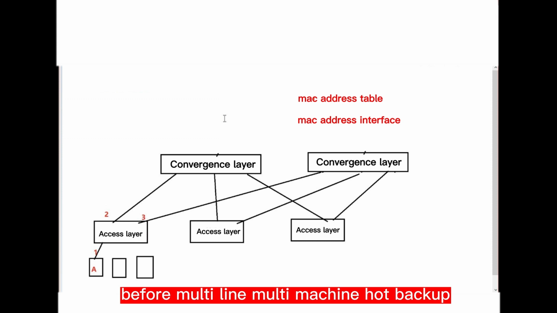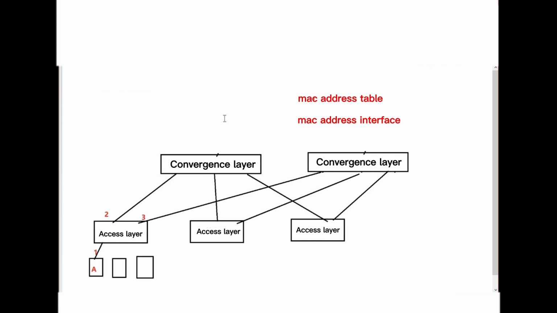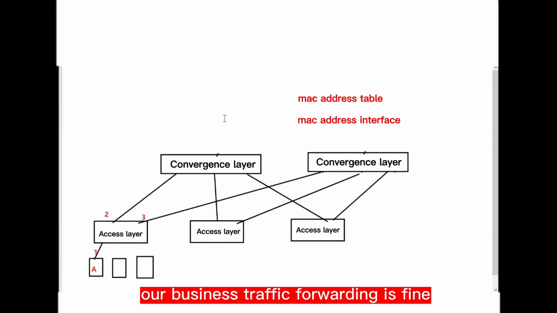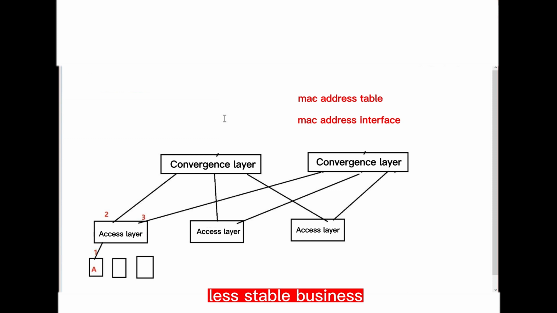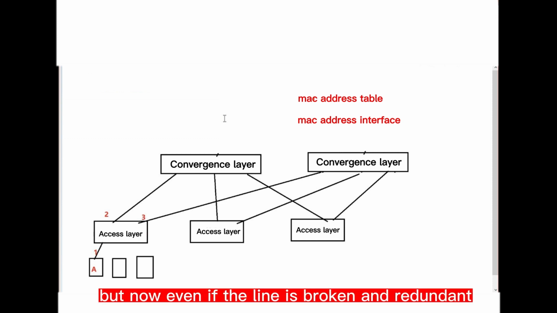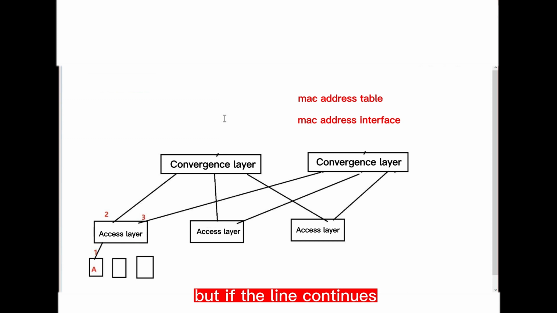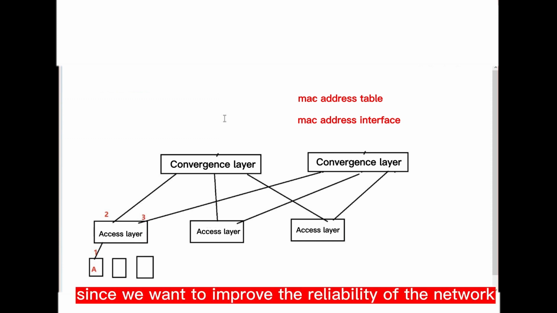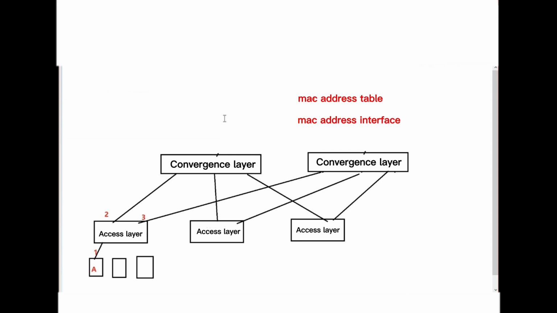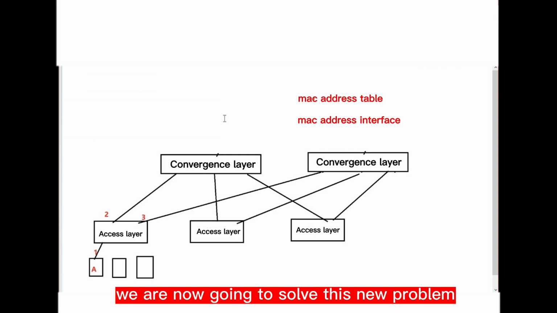Before multi-line multi-machine hot backup, our business traffic forwarding is fine. It's nothing more than a bit of a single point of failure, with less stable business. But now, even if the line is broken and redundant, if the loop continues, this problem can't be solved. Since we want to improve the reliability of the network, it will bring some new problems in the network. We are now going to solve this new problem.